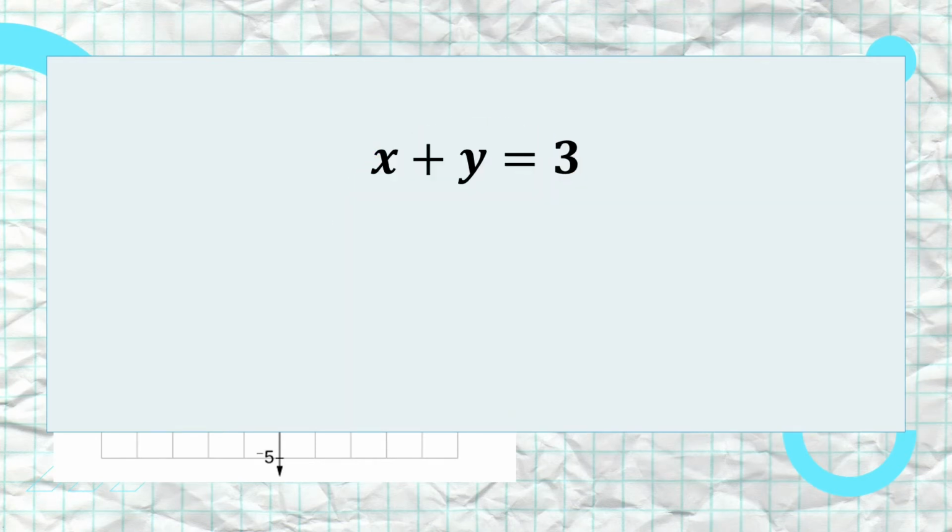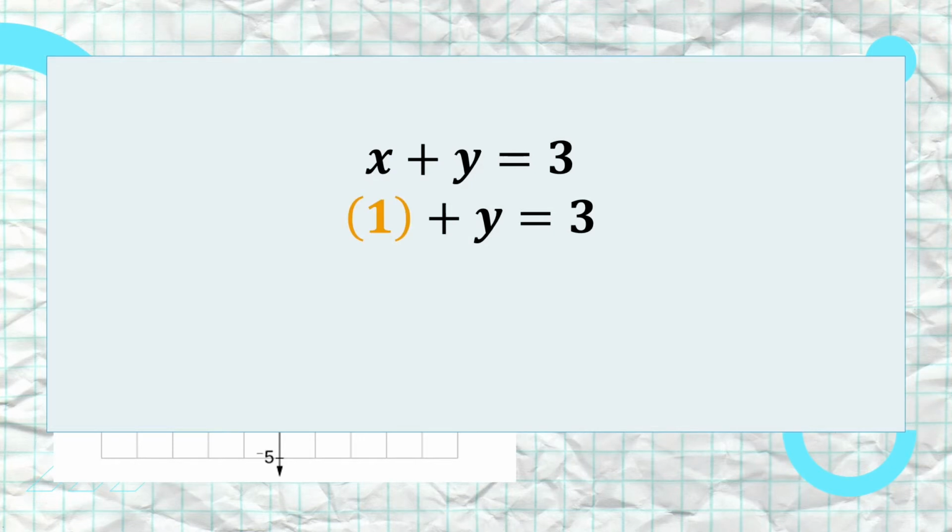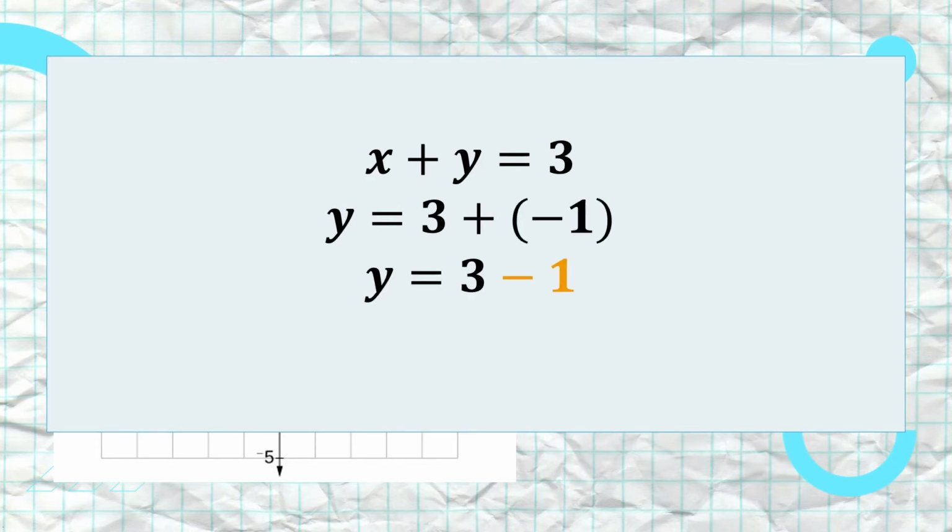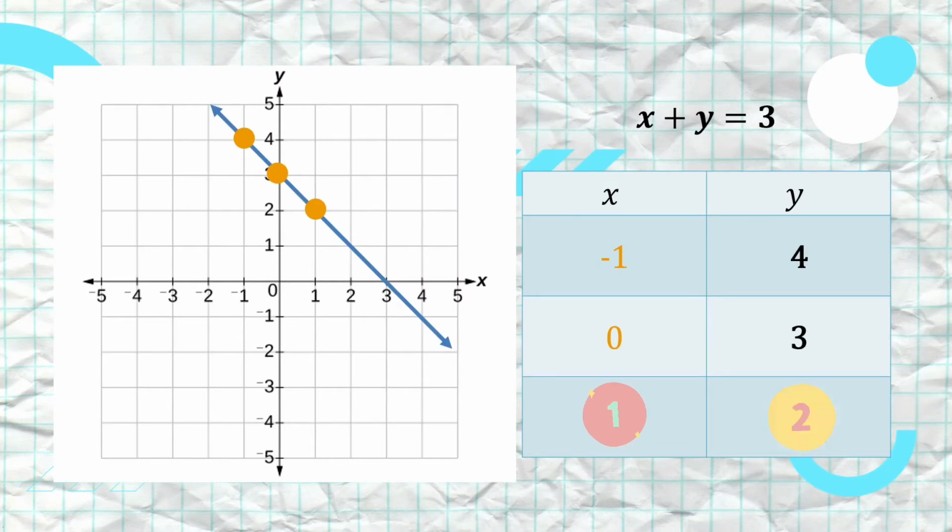Let's check if that is correct. We substitute 1 to x. 1 plus y is 3. But y should be alone at the left side of the equation. So to remove 1, we add -1 to both sides of the equation, making it 3 plus -1. 3 plus -1 is 3 minus 1, whose difference is 2. See, I know you can do it.